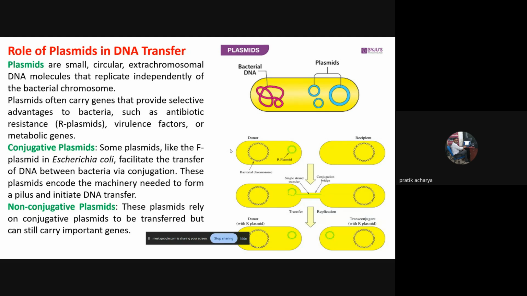Another property of plasmids is that many plasmids can be transferred from one bacterium to another through the process of conjugation, which we have discussed earlier, by using pili, the sex pilus, or sometimes through transformation or transduction.